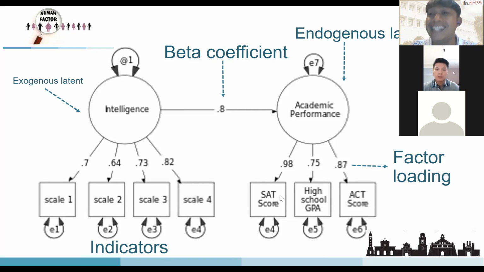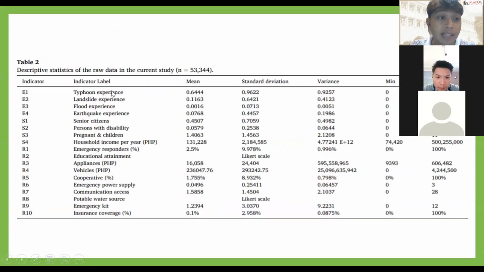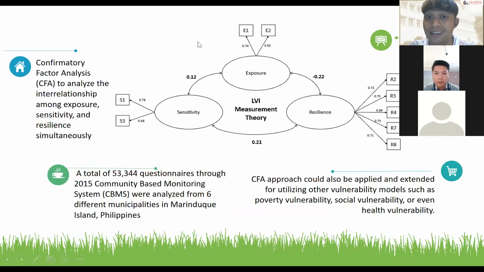This is what we call an indicator. Do you have the data? Of course you have the data. If you use a Likert scale 1 to 5, for example, I do understand the transmission of COVID-19 from 1 to 5, is there the data in your Excel file? Yes. Same thing with my publication. For sensitivity, S1 is the number of senior citizens in the house. Do you have the data? There is the data in here. That is what we call an indicator. The squares are indicators.